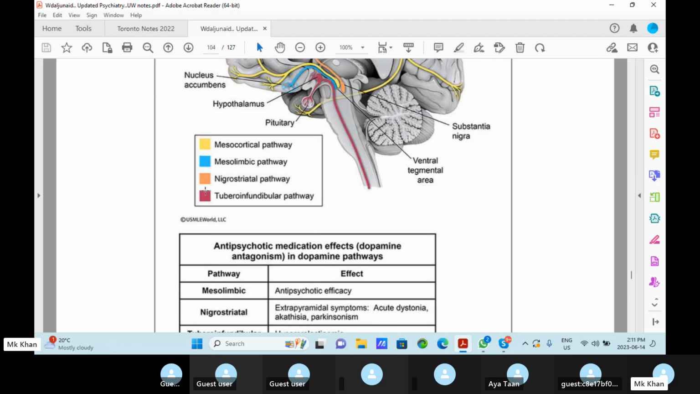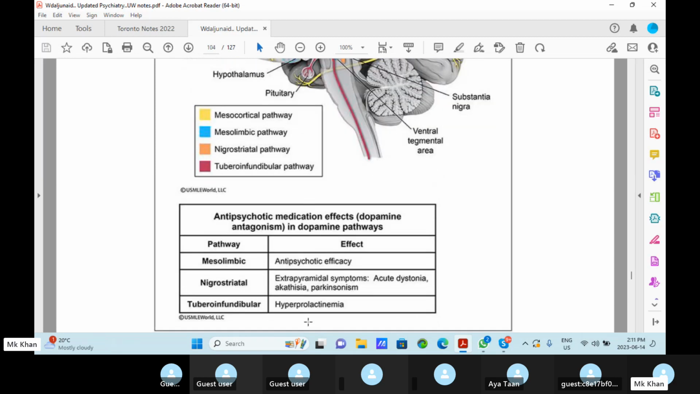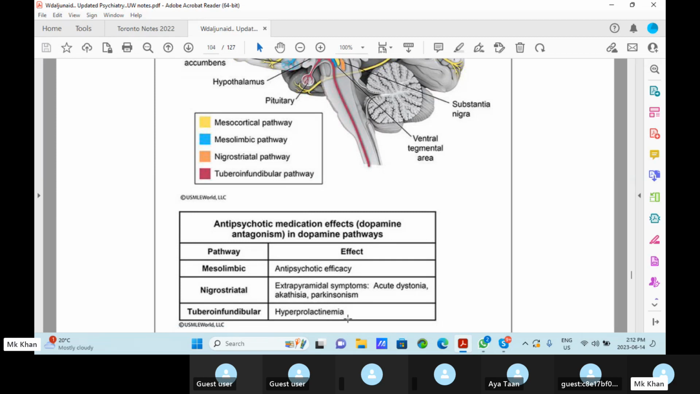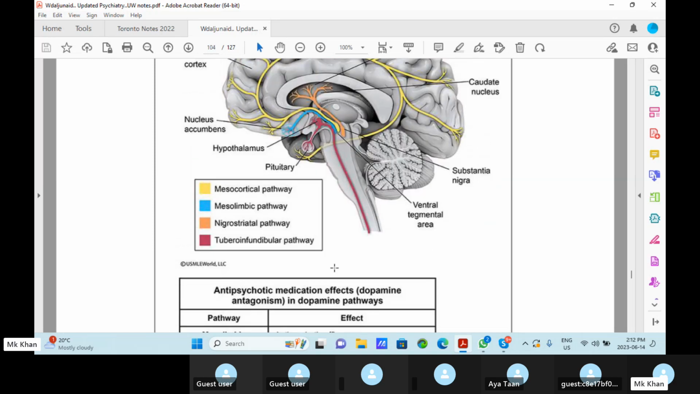And then the tubulo-infundibular pathway is the hyperprolactinemia. Sometimes they give in the question stem that the patient was on some antipsychotic for a period of time, and then he has gynecomastia or nipple discharge or something like that. That is basically the side effect of the antipsychotic on the tubulo-infundibular pathway. So these are the four pathways that we have to remember.